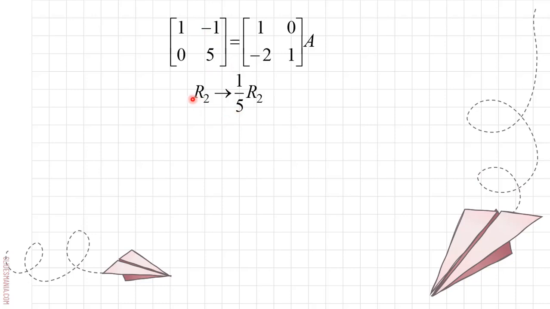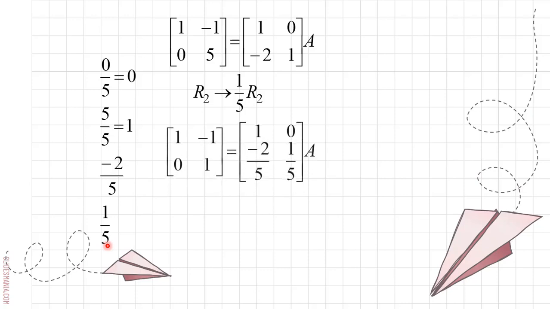After performing R2 goes to 1 by 5 R2, the elements of the second row will be multiplied by 1 by 5. So this will give me 0, this will give me 1. Here, if I multiply by 1 by 5, this will give me 2 by 5 and this will give me 1 by 5. So the matrix will be like this.